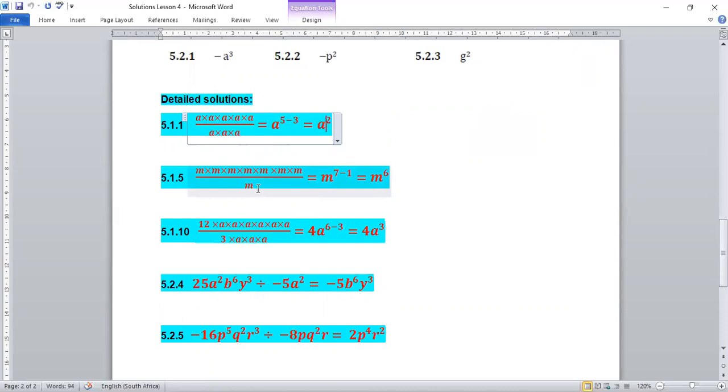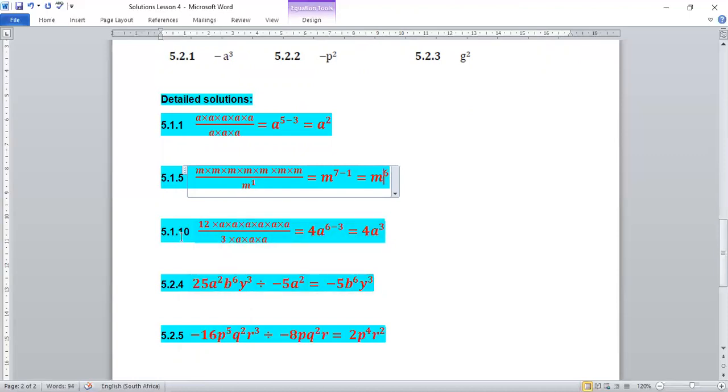5.1.5, you expand the top divided by m. So at the top we have m, which is actually exponent 7. And here, remember, it's m exponent 1. Because there's a division sign, it will translate to 7 minus 1. And 7 minus 1 is m exponent 6.